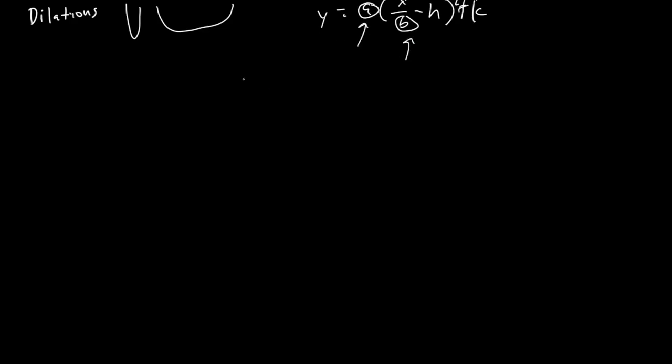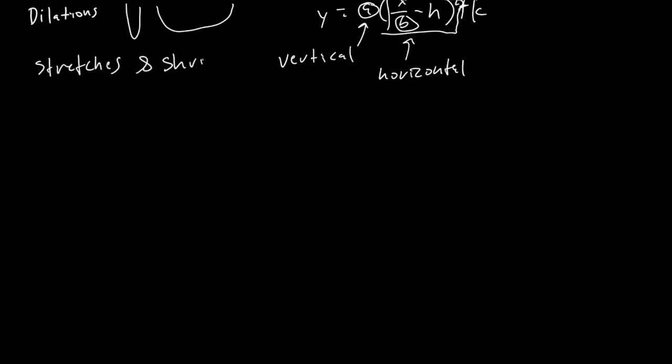A is a vertical dilation, and B is a horizontal dilation because it's inside of the x term. So since vertical dilations are much simpler, we'll go over that first. So vertical dilations are split between stretches and shrinks, and that's for horizontal dilations as well.